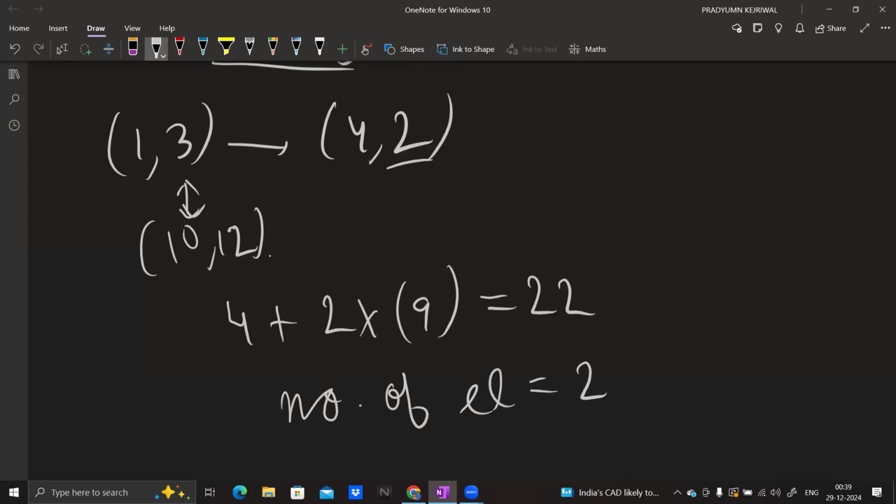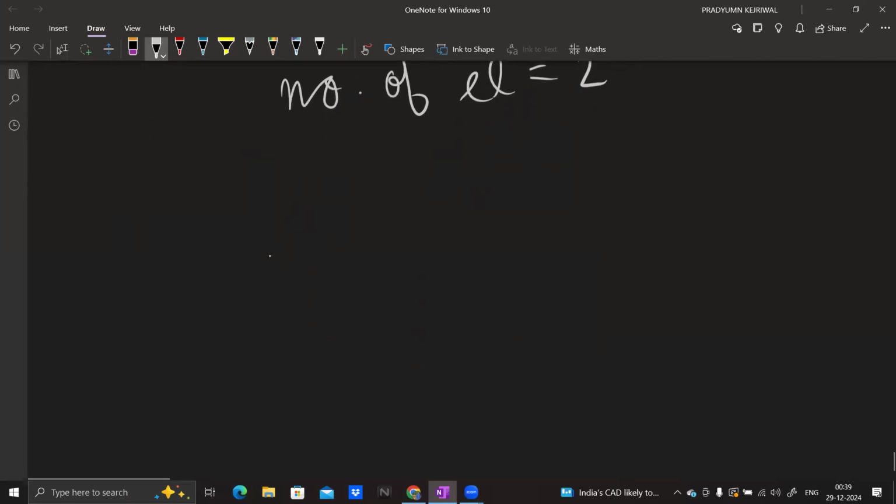Because if we shift 1 comma 3 to 10 comma 12, then the number should be the same, right? It is obvious. So that's how you calculate it: for the same length, if you have one answer, then you can just calculate the other answer.